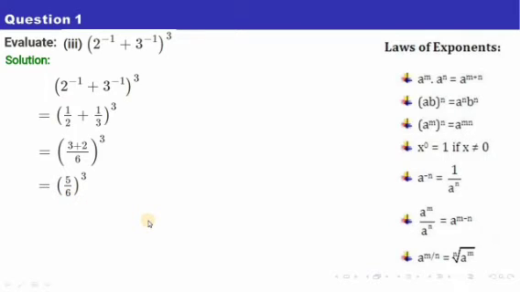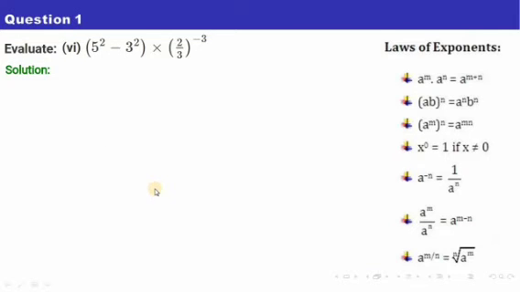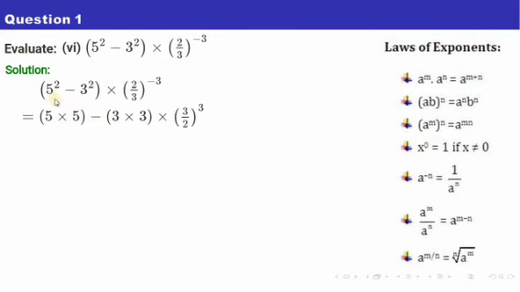So you may pause the video and note down the solution. Let's have another question. As usual, we have got this as your question. Now pay attention here. I have written 5 square as 5 into 5, and we have got minus, and 3 square is written as 3 into 3.